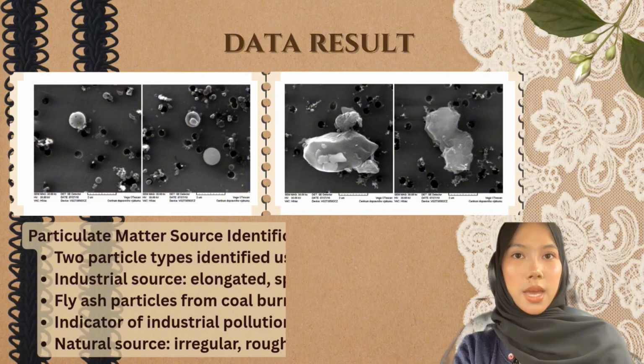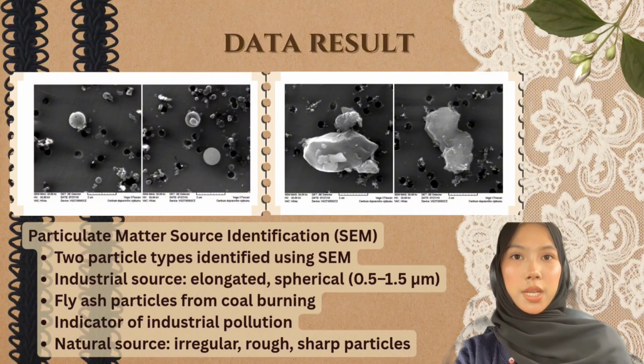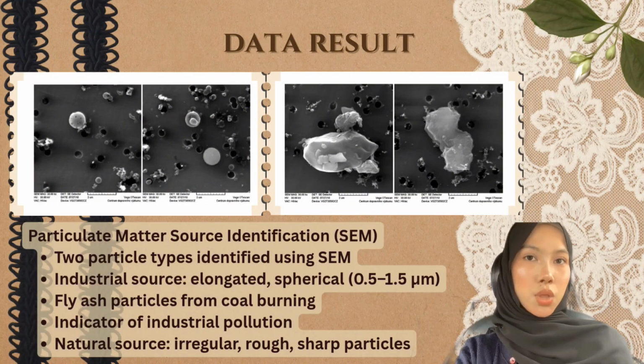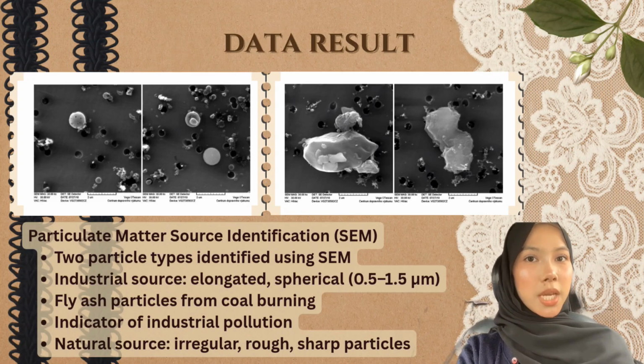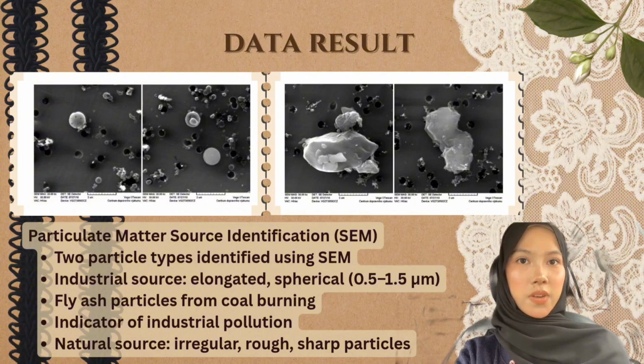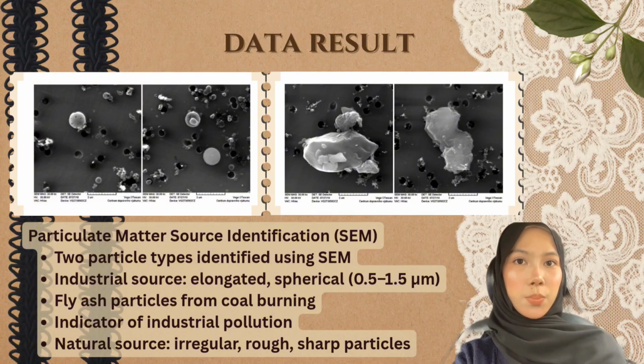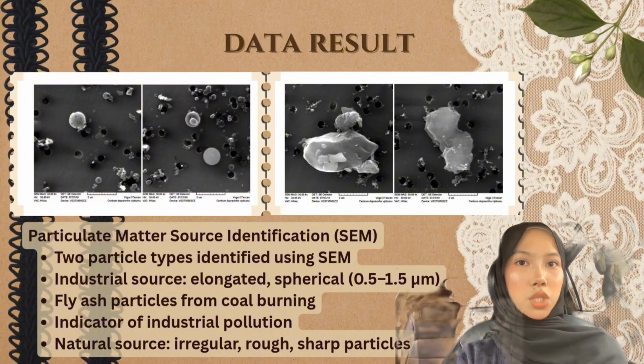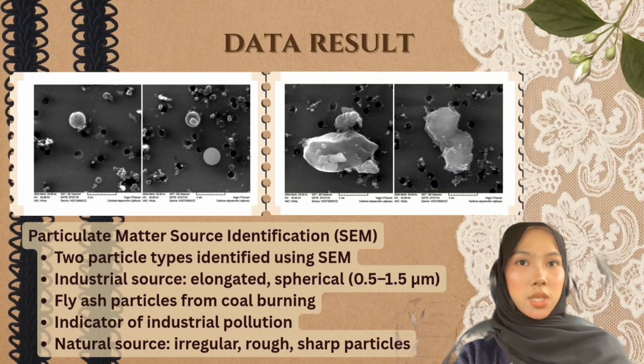In the first journal, SEM analysis was used to identify particulate matter sources based on morphology. Two different types of particles were observed, indicating two different sources. Industrial particles were found to be elongated and spherical in shape, with sizes ranging from 0.5 to 1.5 nanometer. These particles were identified as fly ash formed from coal combustion at high temperatures, making them strong indicators of industrial pollution. In contrast, particles from geological sources show irregular, rough and sharp structures, reflecting natural mechanical processes.